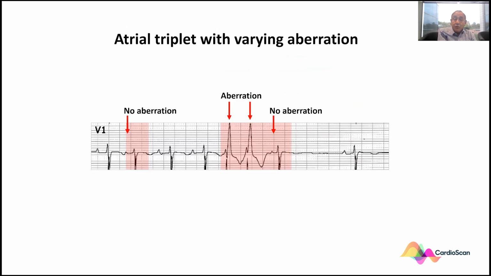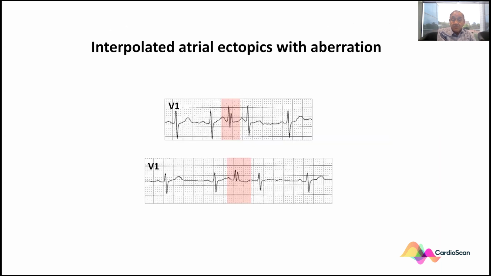Here is an atrial triplet on the right with varying aberration. Have a look on the left, we can see an atrial ectopic. Then in the triplet, we can see two QRS complexes with rabbit's ears, which are classical aberration. And then there is somewhat of a pause and no aberration. And so this clearly shows the differences between aberration and normal conduction.